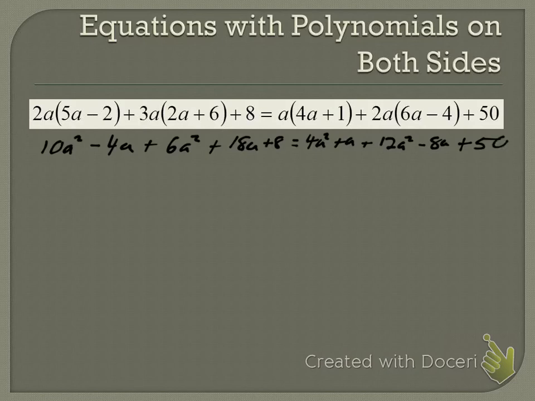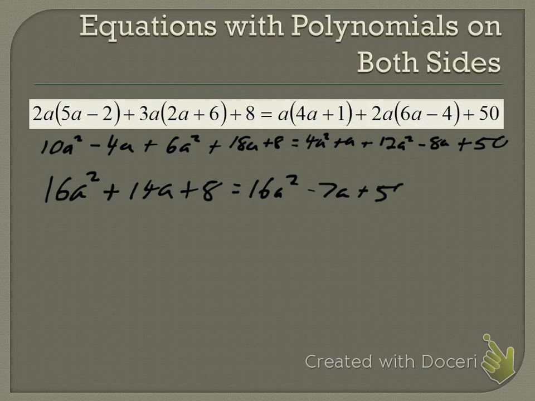Like terms galore on the left and the right. All right, so the left-hand side, you have a 10a squared plus a 6a squared, 16a squared. 18a minus 4a gives you plus 14a plus 8 equals 16a squared on the right minus the 7a plus 50.